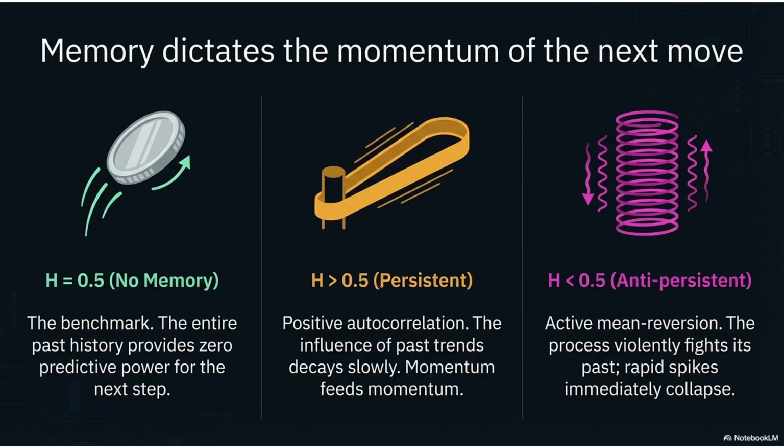Now, this slide here makes the interpretation of memory concrete. When H is 0.5, the process has no memory. Like a coin flip, the entire past history provides zero predictive power for the next step. If it's bigger than 0.5, the process is persistent, so positive autocorrelation means the influence of the past trends decays slowly, and momentum feeds momentum, much like a stretched rubber band. When it's less than 0.5, the process is anti-persistent, so it actively fights its past: rapid spikes immediately collapse, acting like a tightly coiled spring that violently mean reverts.